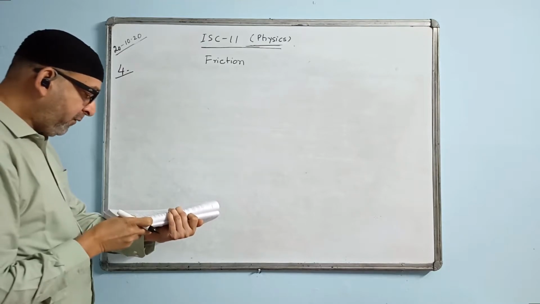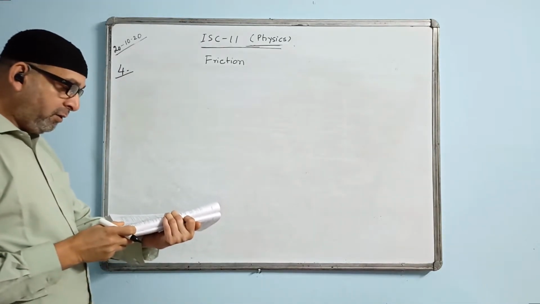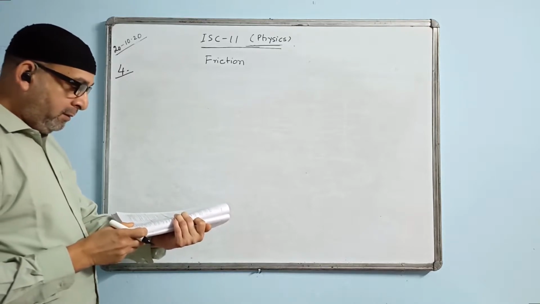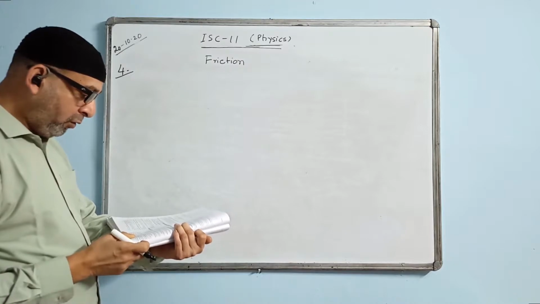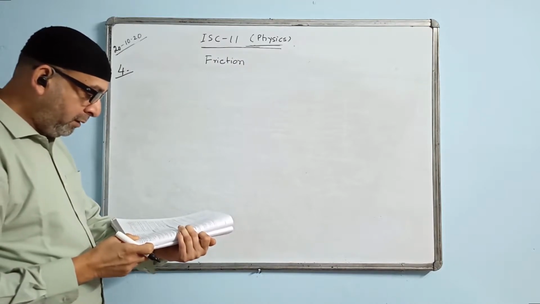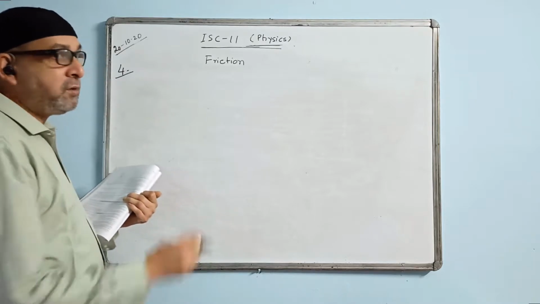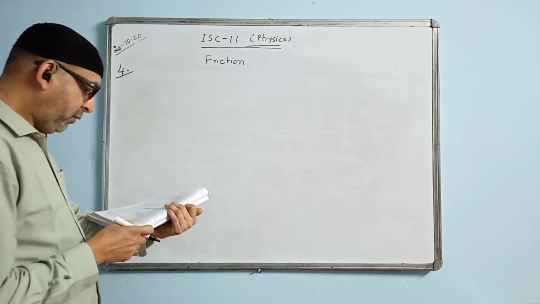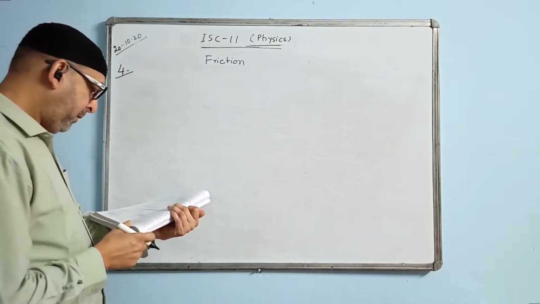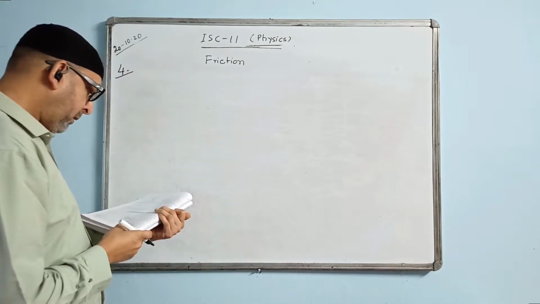A body of mass 5 kg is moving with a constant velocity of 5 meter per second on a horizontal surface. The coefficient of sliding friction between the body and the surface is 0.20. What horizontal force is needed to maintain the motion? The force needed to maintain the motion will be equal to the force of friction. Applied force must be just equal to the force of friction.